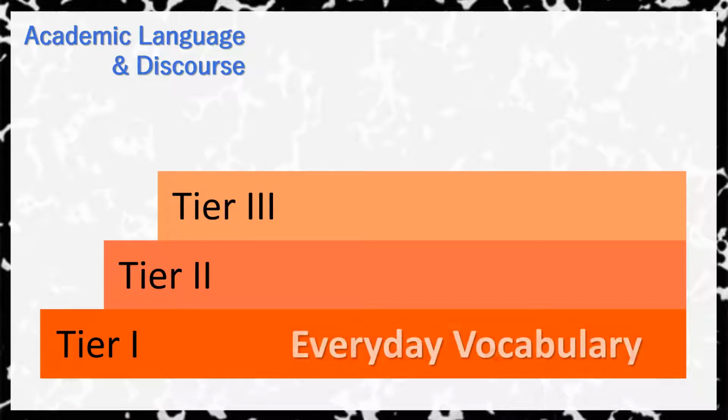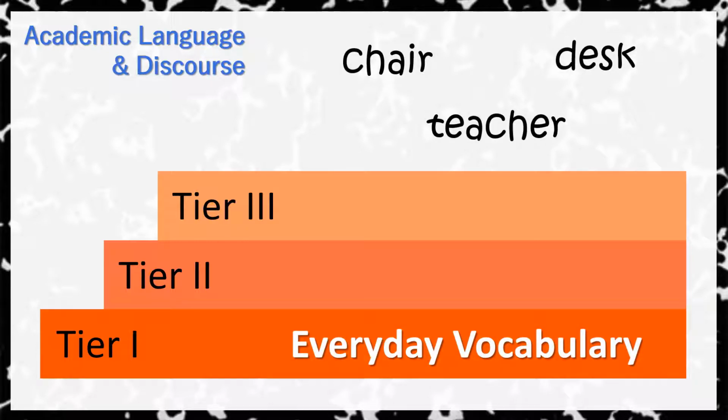Tier 1 vocabulary refers to the common, everyday terms that students encounter regularly. This is the vocabulary of social language. Students interact with it frequently and usually orally.